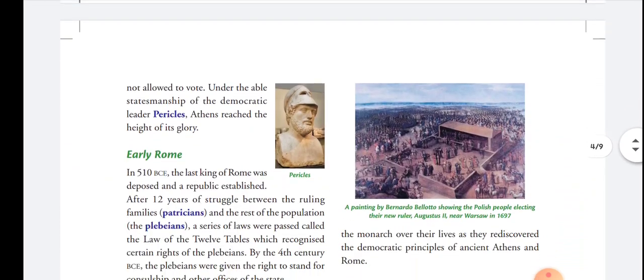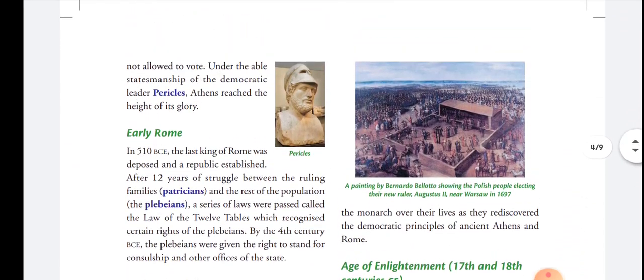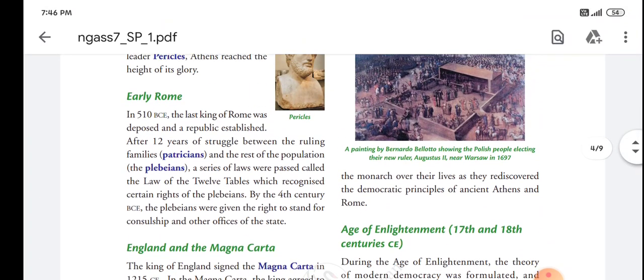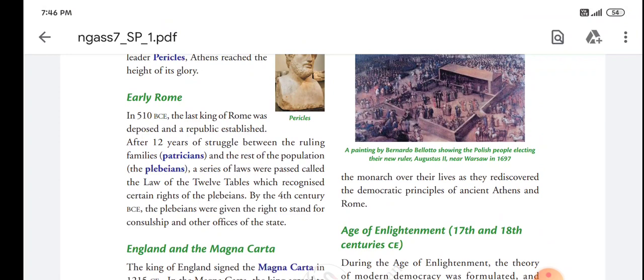And next is early Rome. In Rome also there was another reason. In 510 BCE, the last king of Rome was deposed and a republic was established. And there was a struggle of 12 years between the ruling families and the rest of the population.